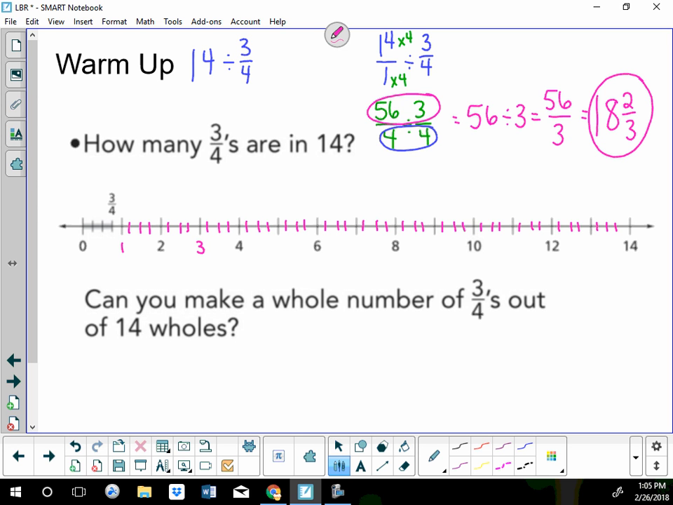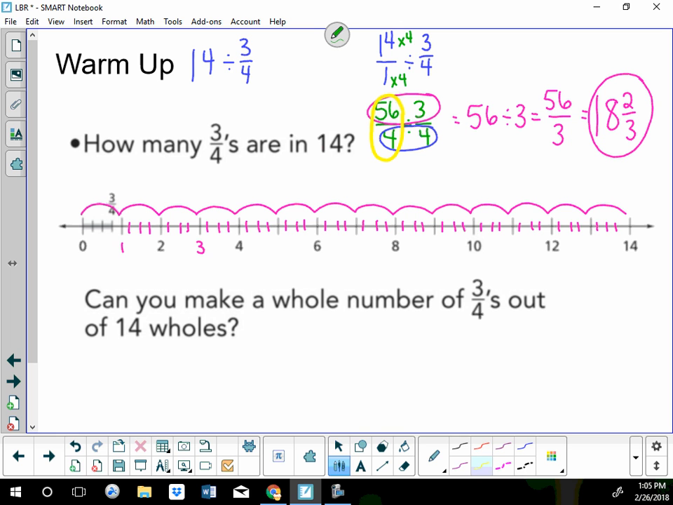Okay? So I have 4, 8, 12, and I'm just counting the number of fourths. 4, 8, 12, 16, 20, 24, 28, 32, 36, 40, 44, 48, 52, and I have a total of 56 pieces that are the size of a fourth, which for our problem up here, is what we figured out too. We would have 56 fourths, okay? So the next thing that I'm going to do is divide this up into pieces that are the size of 3/4.